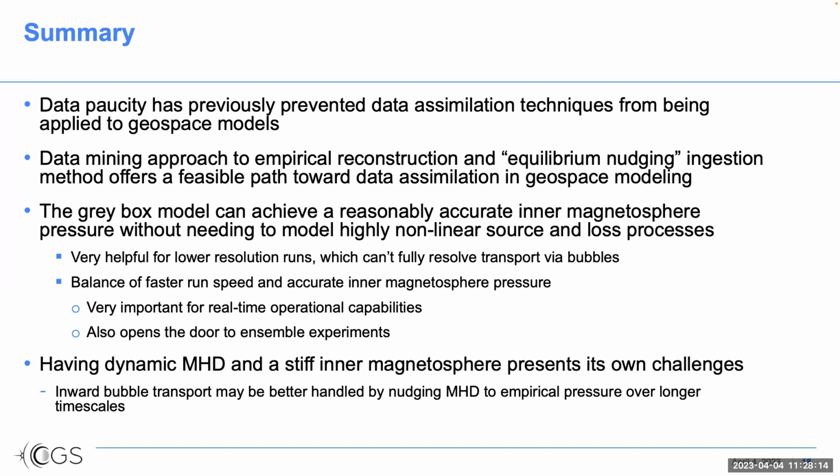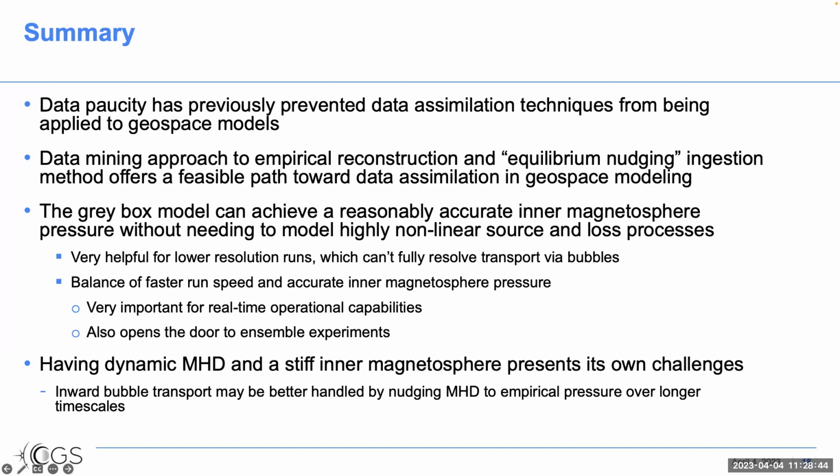So this is very important for real-time operational capabilities, having both that speed and accuracy, and it also opens the door to some ensemble experiments. So now that you can get a reasonable magnetosphere at lower resolution, then you can do an ensemble of runs at that lower resolution. And just to mention again, having that dynamic MHD and stiff intermagnetosphere presents its own challenges as far as exactly how that coupling is handled.